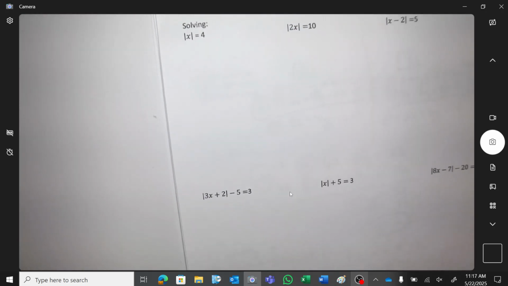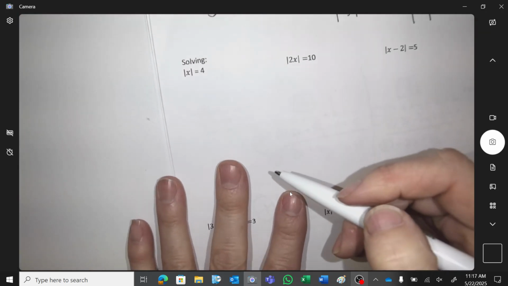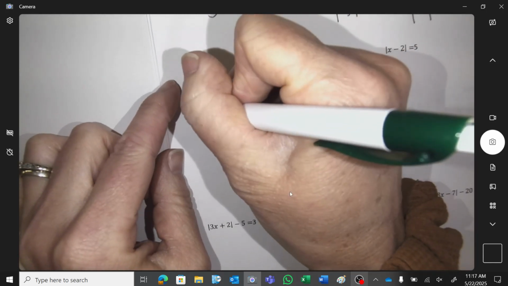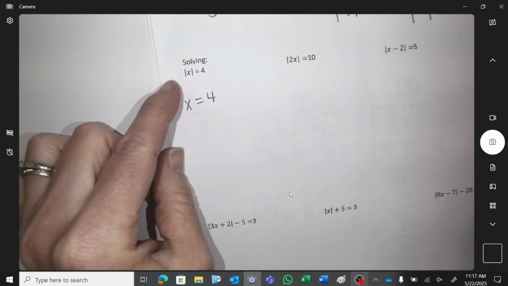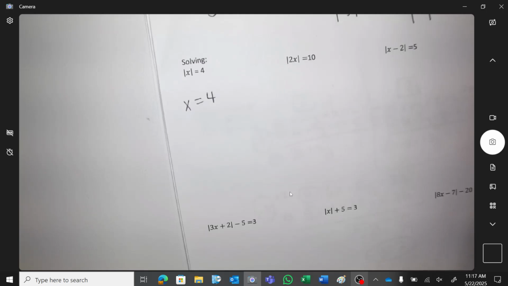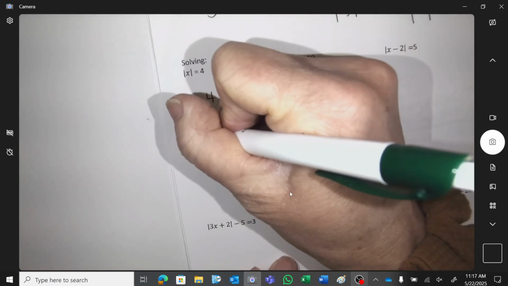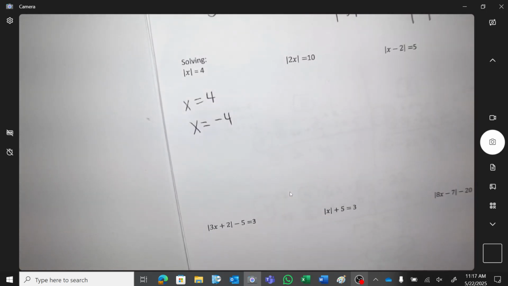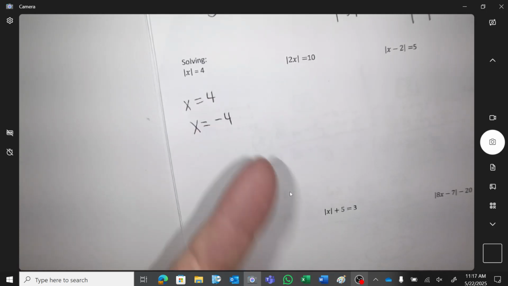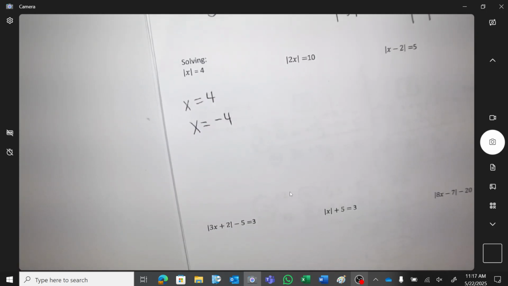So, solving equations. I could take the absolute value of 4. That would work. But I could also do what? I could do absolute value of -4. Because the absolute value of 4 is 4, and the absolute value of -4 is also 4. They both have magnitudes of 4.